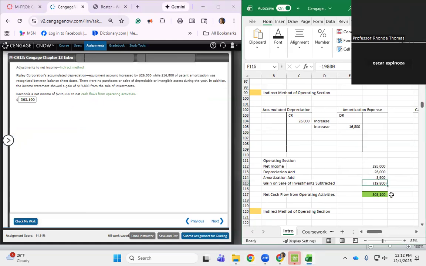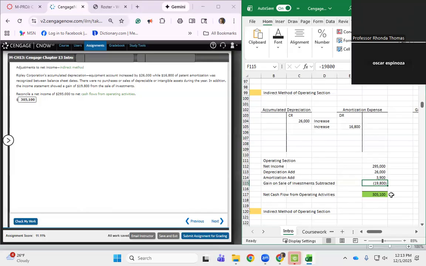If you looked at this, this is what it would say. Now, I don't know all the other things they had, but this started with, one more time, 295,000. And I'm just going to erase these. And we added the depreciation of 26,000. We had amortization, so we add back amortization. And then we had a gain. And what do we do with the gain? We subtract it.